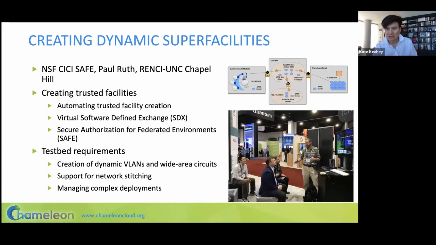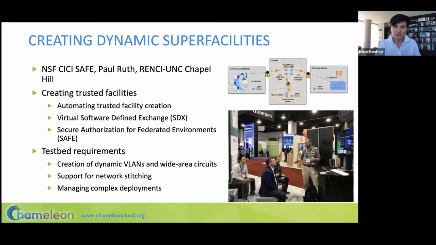Another example in networking, this is also a supercomputing example, I think from Supercomputing 16. A team building virtual software-defined exchanges that broker trust between different network enclaves, right? So like you can see in that picture. To support that type of research, they needed the ability to create VLANs dynamically. They needed to be able to combine them into wide area circuits.